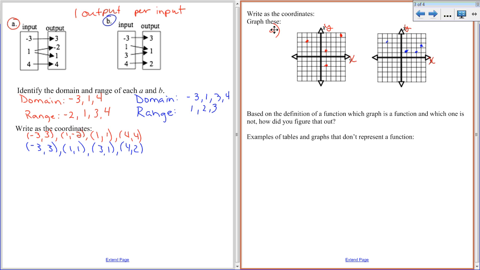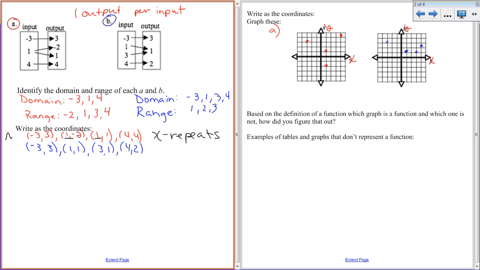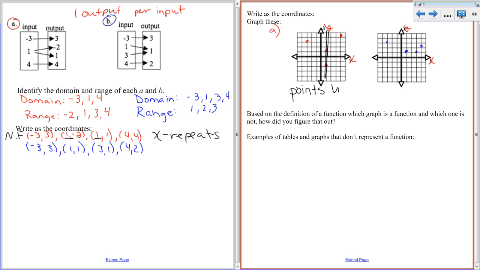So what does that look like in terms of ordered pairs? If we're given a list of ordered pairs, ladies and gentlemen, if x repeats, then that is not a function. If none of your x's repeat, then it is a function. If we look at the graph, if you have 2 points that line up vertically, we call that the vertical line test. So if you have points that line up vertically, then that is not a function.